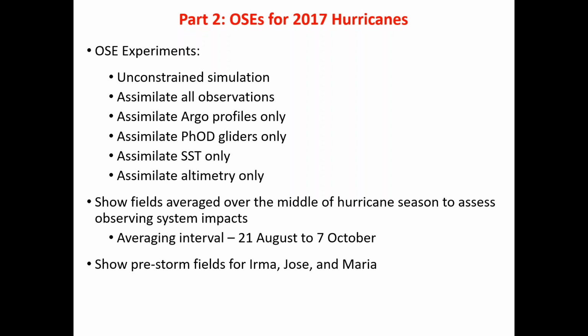Okay, part two. So I'll talk first about the OSEs we performed for the 2017 hurricanes. There are several experiments that we have run: the unconstrained simulation and assimilate all observations, which is our control experiment. And we're separately simulating 4 different observing systems here: Argo profilers, PHOD gliders, SST only, and altimetry only. The first set of fields that I show to look at the impact will be averaged over the middle of the 2017 hurricane season, 21 August to 7 October. After that, I'll show pre-storm fields for Irma, Jose, and Maria to get an idea of which observing systems are providing reasonable corrections to the ocean model.